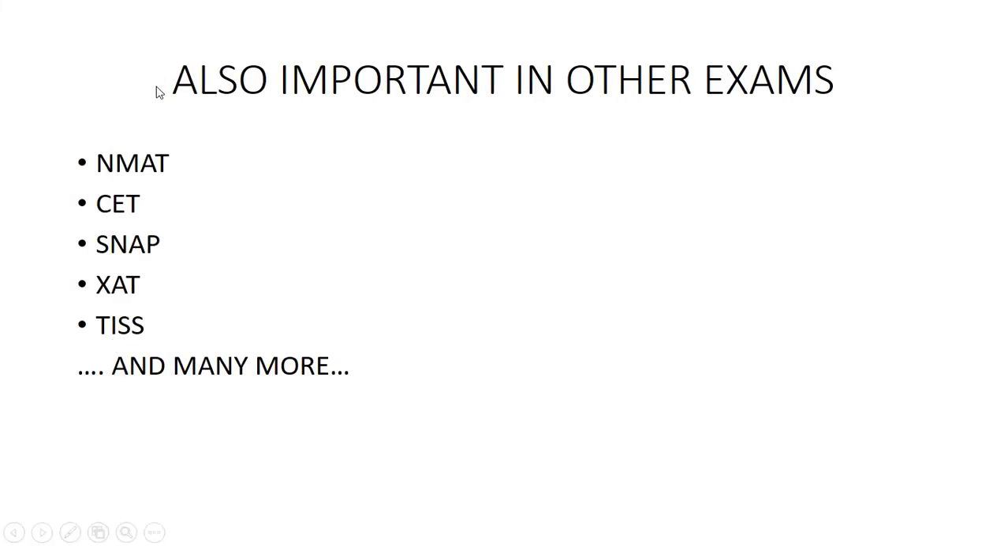Also note that along with CAT, there are other examinations through which you can get admission into top B schools. The DILR section is important in almost all of these examinations like NMAT, CET, SNAP, XAT, TISS and many more. You can check the paper pattern of the examinations which you want to give, and you can also see the weightage of the DILR section in these examinations.